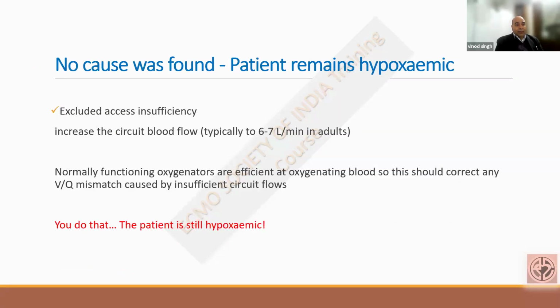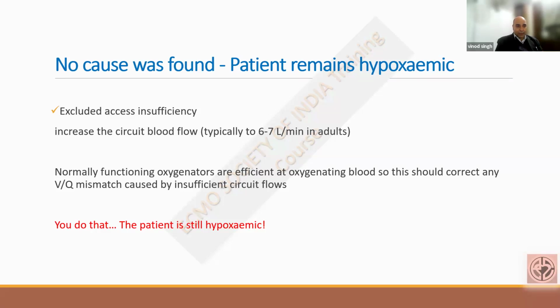So if you find that the access is okay and the patient has no problem in the flow, then you have an option to manage the hypoxemia by increasing the flow. You can go up to 6 to 7 liters of flow in adults, and a normal functional oxygenator can give up to 6 to 7 liters of flow. And usually we do that, we increase the flow.